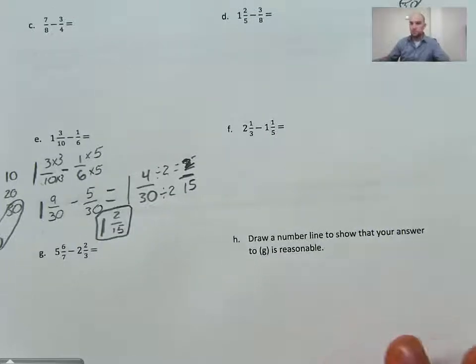Letter F, we have 2 and 1/3 minus 1 and 1/5.